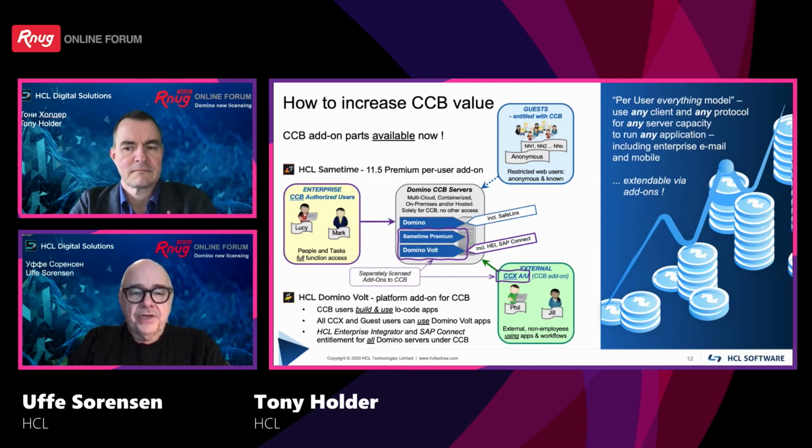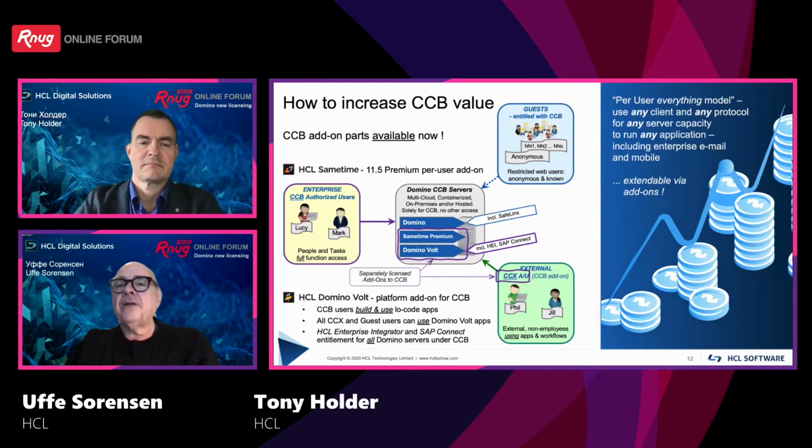So, the add-on to CCP, the CCX we talked about, and then we have the ability to add Domino Vault, but we also have Same Time Premium that just became available. So you can add the Same Time Premium meeting capability per user as an add-on to Vault as well. Sorry, as an add-on to CCP as well. So for a very attractive price, you can add all the premium meeting capabilities and chat capabilities to the CCP users. For a CCP user, it's a simple add-on to the CCP licensing.